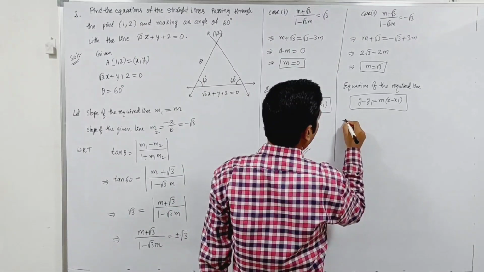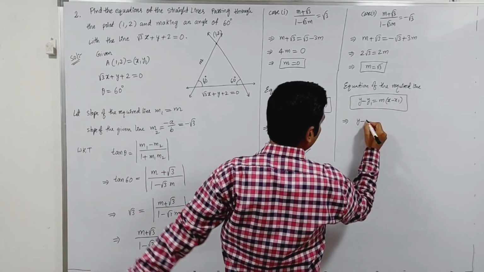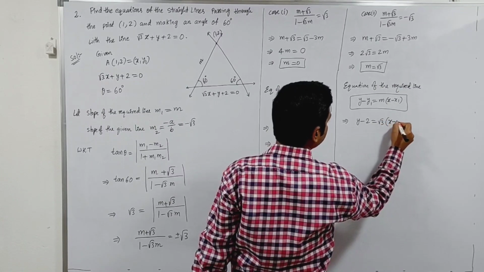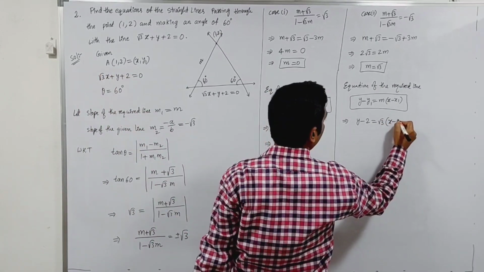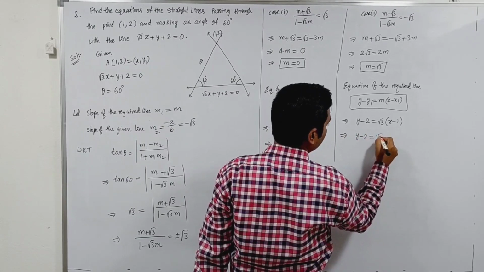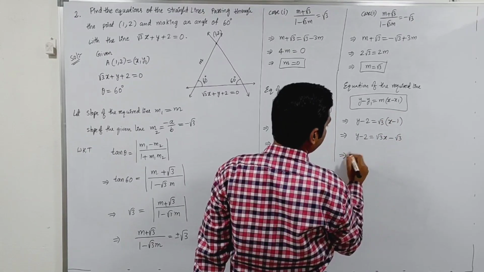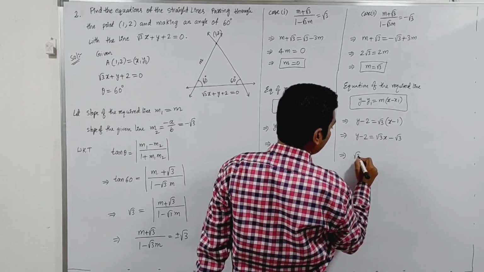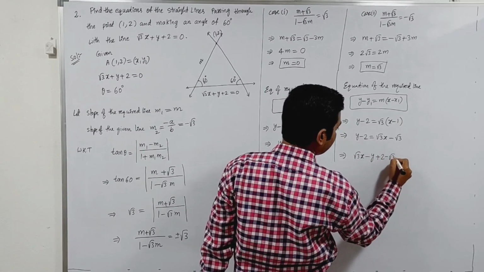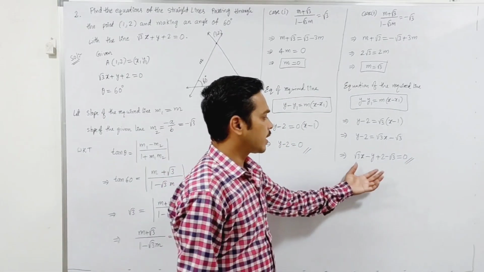Now apply the formula: y minus y1, where y1 is 2, is equal to m, which means root 3, of (x minus x1), where x1 value is 1. From this equation, y minus 2 is equal to root 3 x, and root 3 into minus 1 means minus root 3. Send these terms to the right side. We get root 3 x minus y plus 2 minus root 3 is equal to 0. This is the first required line. This is the second required line.